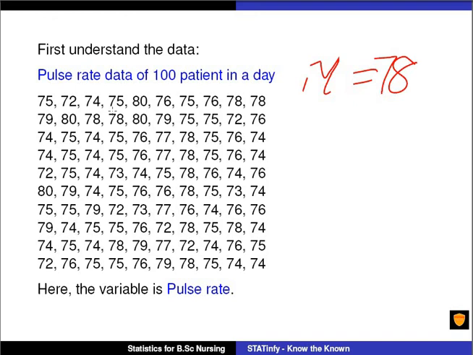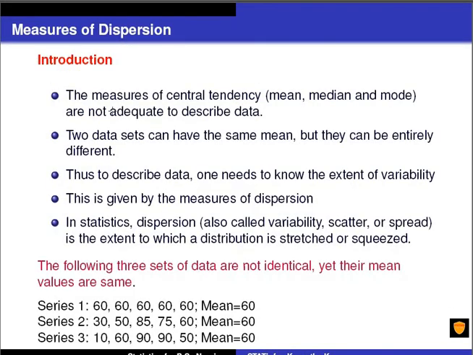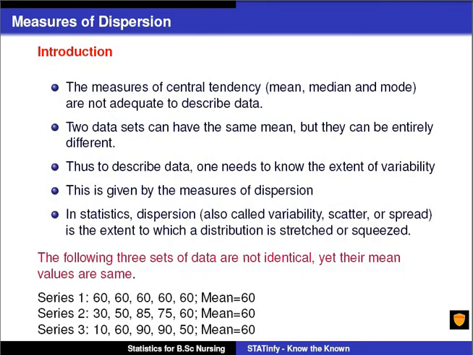There are various measures through which you can calculate how much variation is present within the data. Dispersion is also called variability, scatteredness, or spread. It means you can get an idea of how much distance there is from observation to observation, and how much distance there is between the observations of the data and the average of the data.